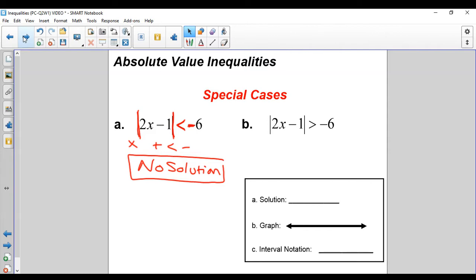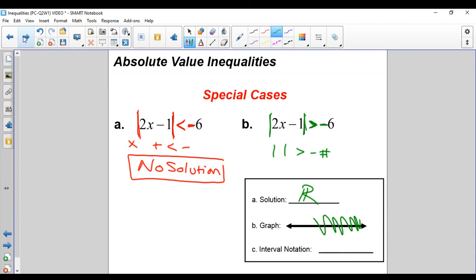This one, you have an absolute value greater than a negative. I don't care what those values are. If you have an absolute value greater than a negative number, this is all real numbers. That's the symbol for all real numbers. So graphically, that would just be the whole thing.